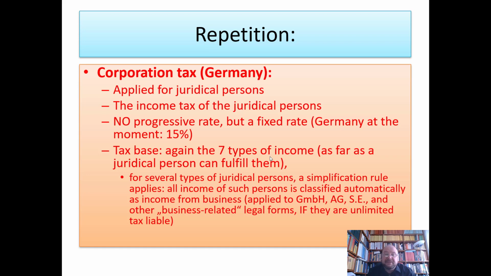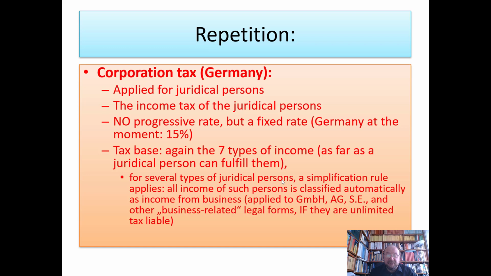There might be differences from country to country. For example, if you live in England, a natural person would be taxed with current income under income tax and with gains from selling under capital gains tax, and the corporation tax would then include both types of income, the current and the capital gains. But in principle, corporation tax is the parallel to income tax or to income taxation for natural persons in Germany.